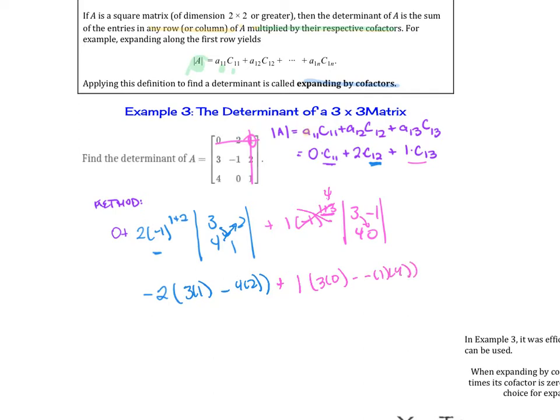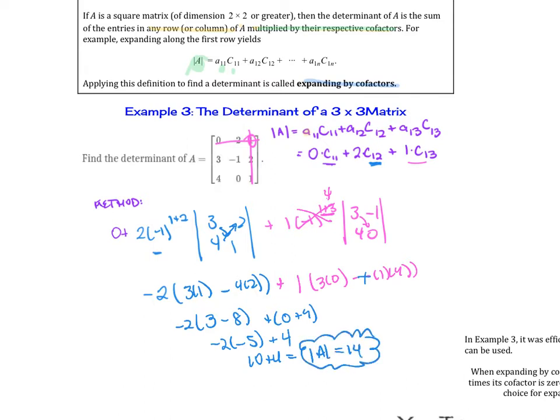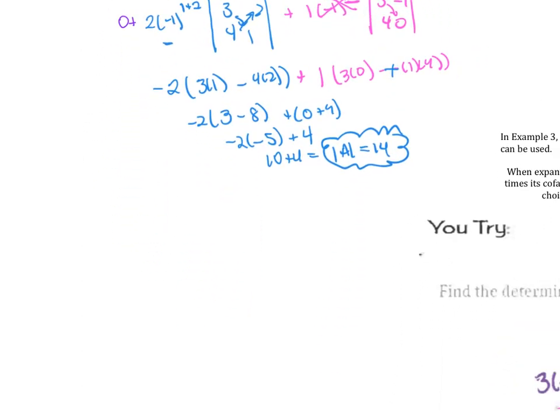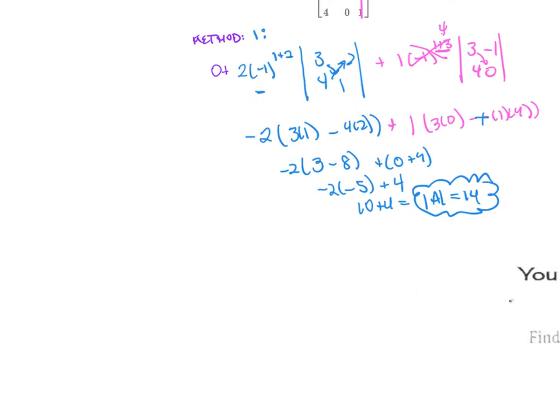So let's simplify. This is -2 times 3 minus 8. And then plus 0 minus a -4 is a plus 4. So this is -2 times -5 plus 4. So this is 10 plus 4. So therefore, the determinant is 14. So that is one way, I'm going to call that method 1 of finding the determinant of a matrix. And this is by expanding by cofactors. So here is a different method that you can use, method 2.